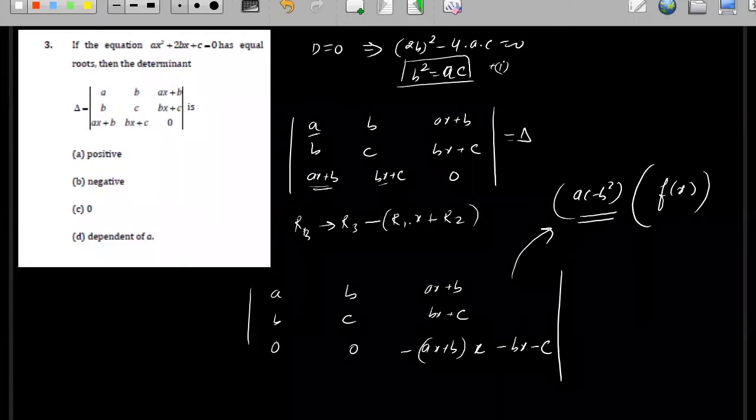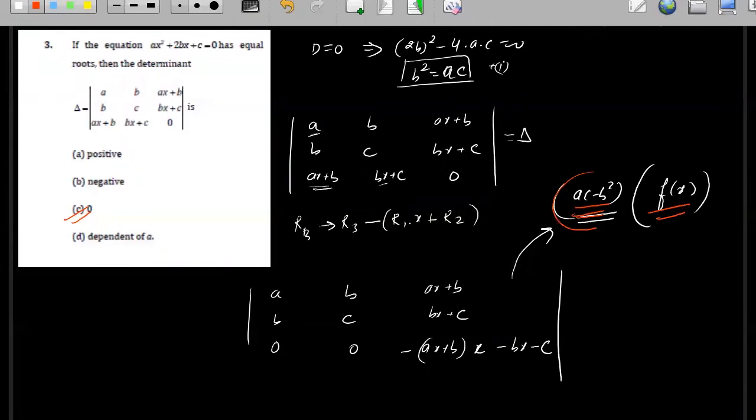Now because they have already given that b square is equal to ac, no matter what value of a, no matter what value of b, no matter what value of c, no matter what value of x, this will always be equal to 0. So simply the answer is 0. No matter what value of x, a, b and c are related with this, so this is 0. Understood? This should be independent of x, independent of a. Okay, fine. I hope this one is clear.